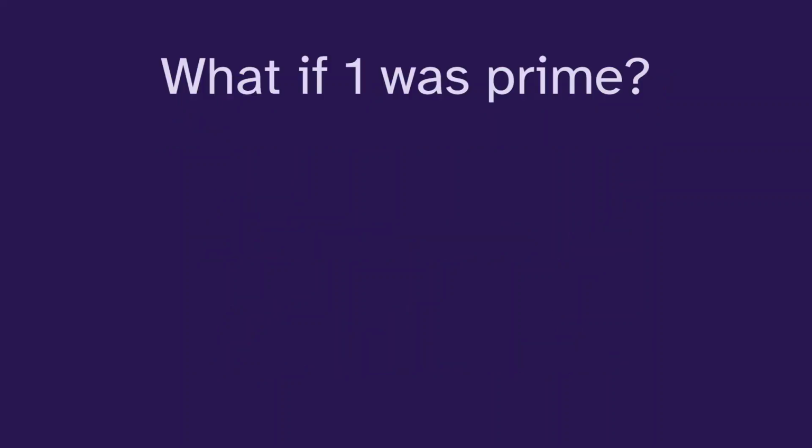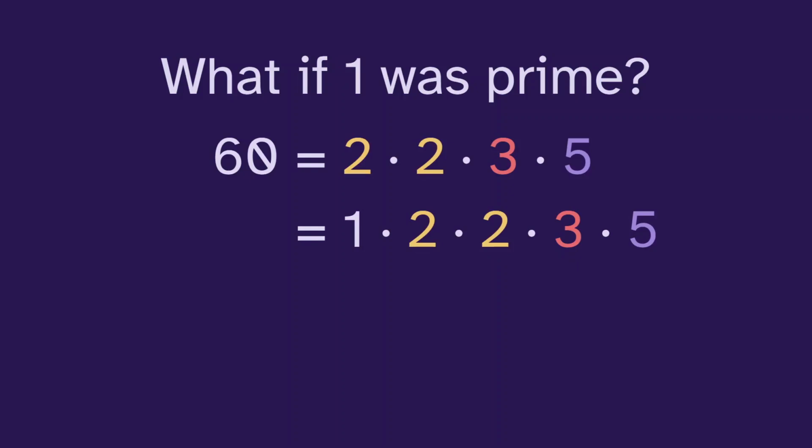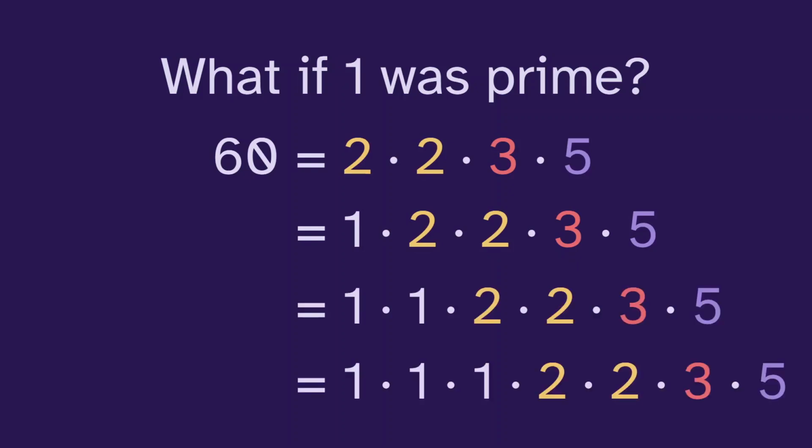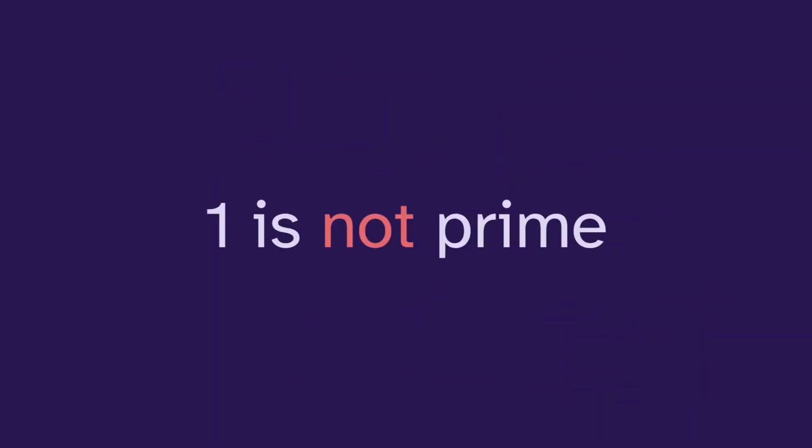Now, what if 1 was prime? Well, we can write 60 like this, but we could also write 60 as 1 times 2 times 2 times 3 times 5, or with 2 ones, or with 3 ones, and we could keep adding ones. So if 1 was a prime, we would no longer have this unique factorization. And because of that, 1 is not prime. It's kind of a special case. And with the positive integers, it's the only special case.